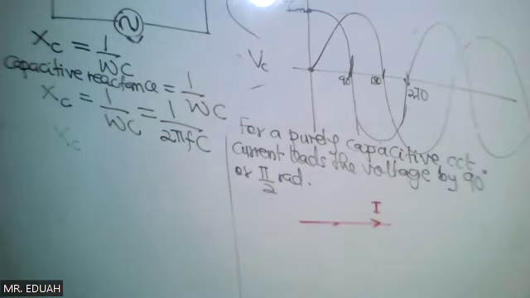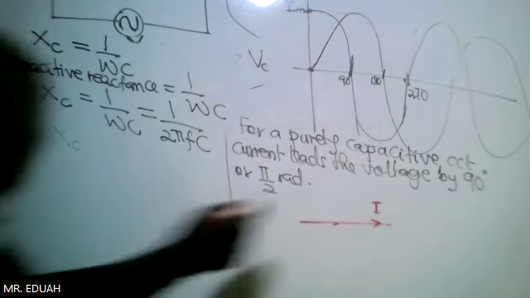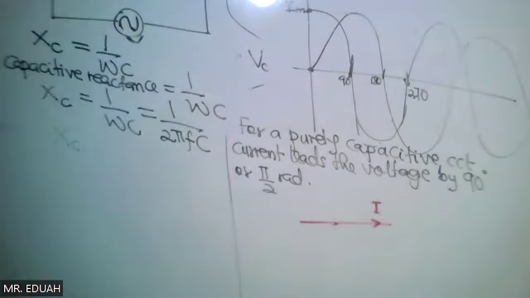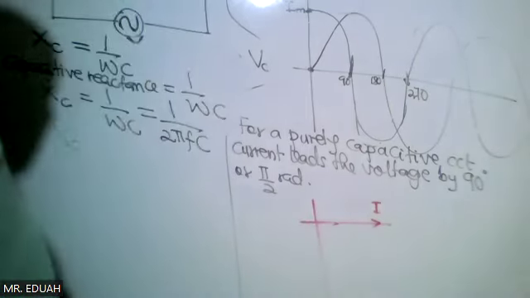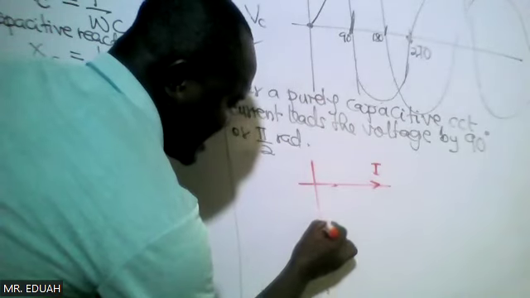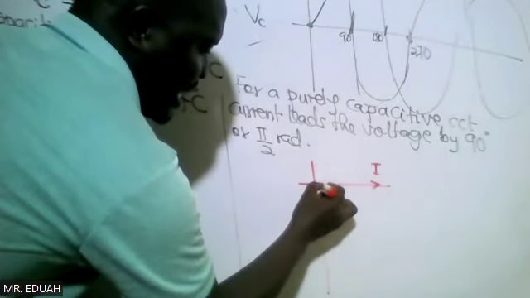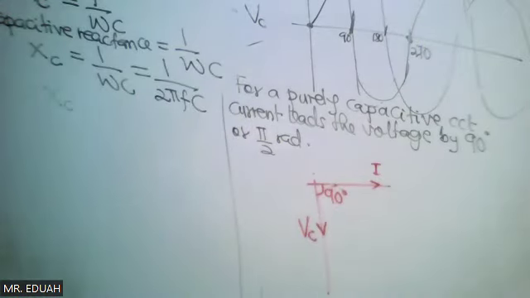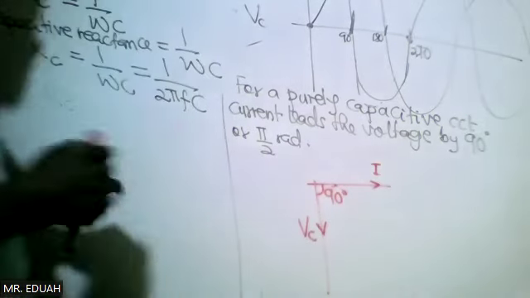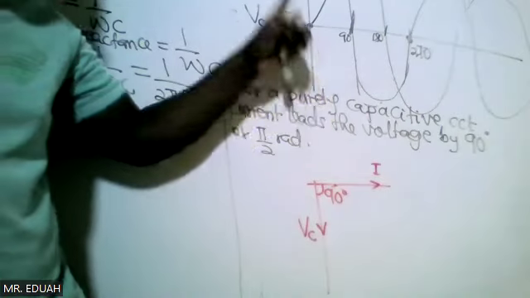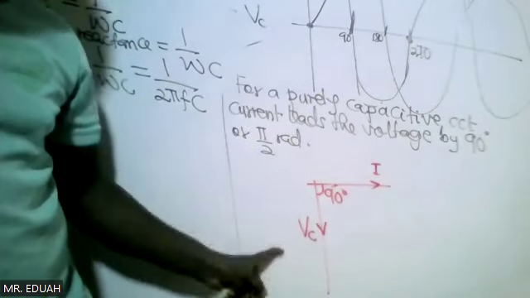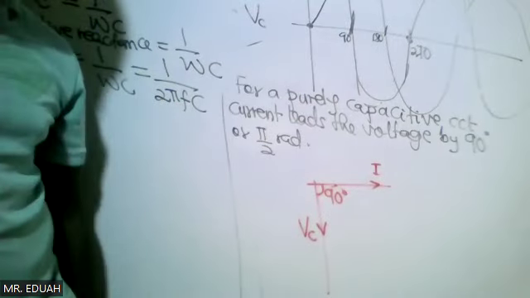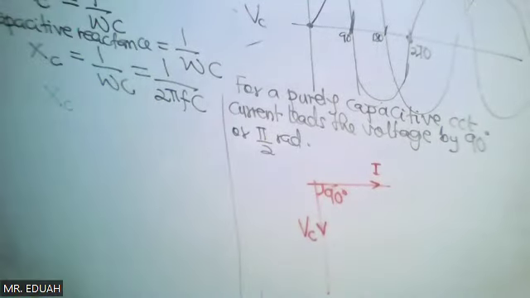So for the purely capacitive circuit, what we are saying is that the current leads the voltage by 90. So if the current is coming first, then the voltage must be behind the current by an angle of 90 degrees. This is the phasor diagram for a purely capacitive circuit, and this is the waveform for a purely capacitive circuit. So the two things involved here are what I've drawn for you. If you have any question, please ask.